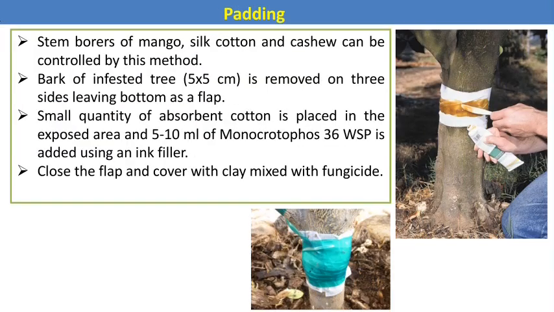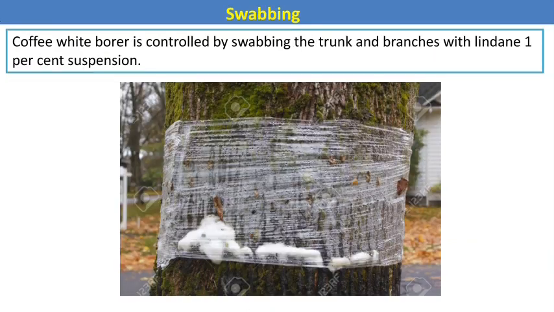Stem borers of the mango, silk cotton and the cashew nut can be controlled by these methods. What can we do in these methods? The bark of infested trees is removed on 3 sides, leaving the bottom as a flap. A small quantity of absorbent cotton is placed in the exposed area, and 5 to 10 ml of monocrotophos 36 WSC is added using the ink filler, and close the flap and cover with clay mixed with a fungicide. That is the padding technique.